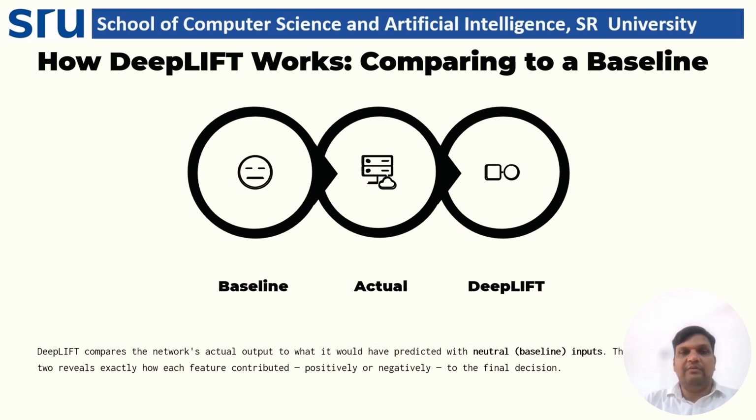How does DeepLIFT work? It works by comparing to a baseline. Try to see here this baseline. Here we have this actual output, then DeepLIFT compares the network's actual output to what it would have predicted with neutral baseline inputs. The two reveal exactly how each feature contributed positively or negatively to the final decision.